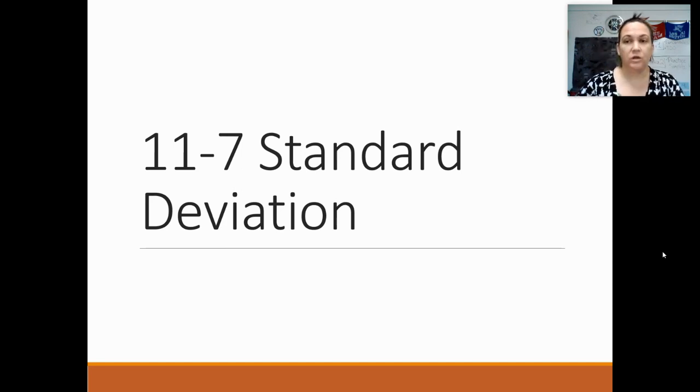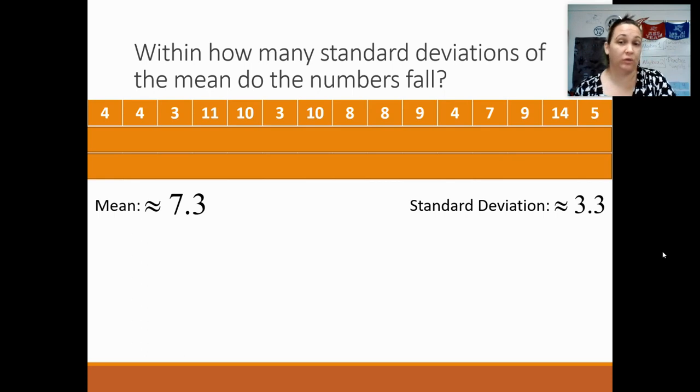Okay. So if we were in class, normally I would have you find the standard deviation of this set of numbers, but we're not in class and you already are doing your homework where you have to do this. So I went ahead and found it for you. In this problem, I found that the mean is 7.3 and that the standard deviation is 3.3. What we do with these problems is the standard deviation tells us how spread out the data is, how far away the data is from the mean.